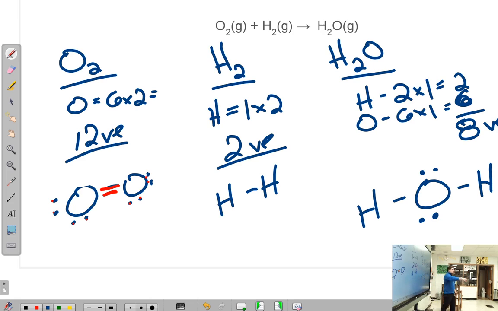Does hydrogen have 2 in the picture? Yes, both of them have 2. Does oxygen have 8? 2, 4, 6, 8. Yep. We're happy. We've now drawn our diagrams of these things. Let's find out the enthalpy.